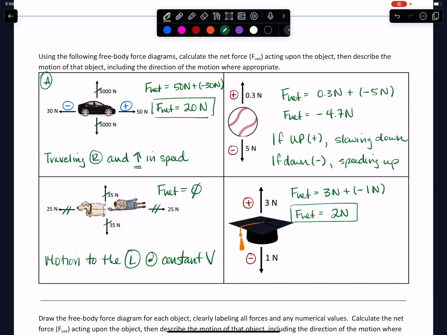Now again, we don't know the direction of motion, so similar to our baseball, it depends. If the object is moving up, which is our positive direction, with a positive F net, it will be speeding up. If our object is moving down, our negative direction, with a positive F net, it will be slowing. Okay, so that's just an example of when you're given all the values and the diagrams already.